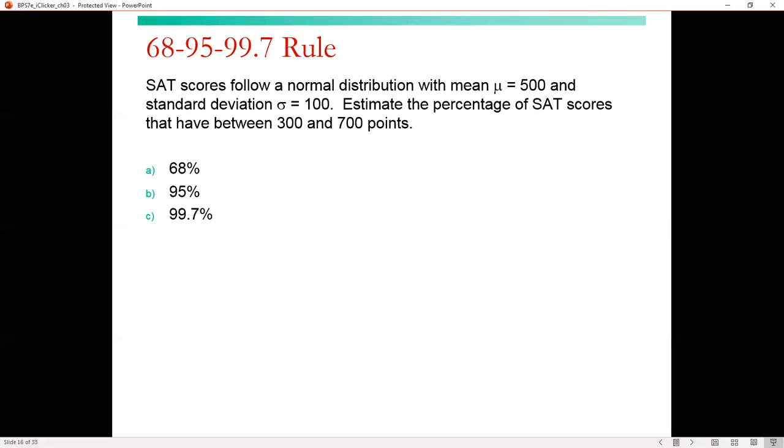SAT scores follow a normal distribution with mean mu equal to 500 and standard deviation sigma equal to 100. Estimate the percent of SAT scores that have between 300 and 700 points. 300 to 700 points is 2 standard deviations below and above the mean, which means we have covered 95% of the data.